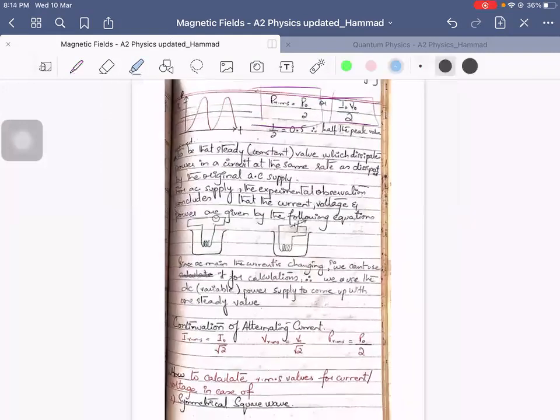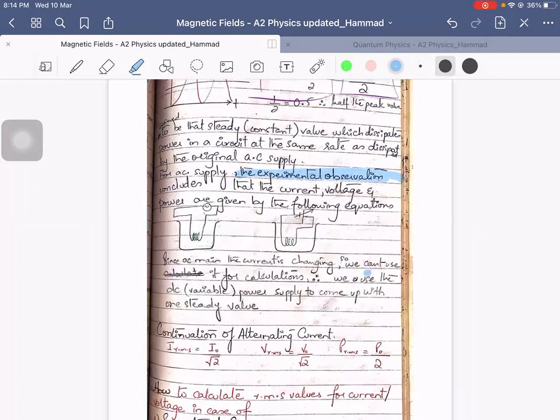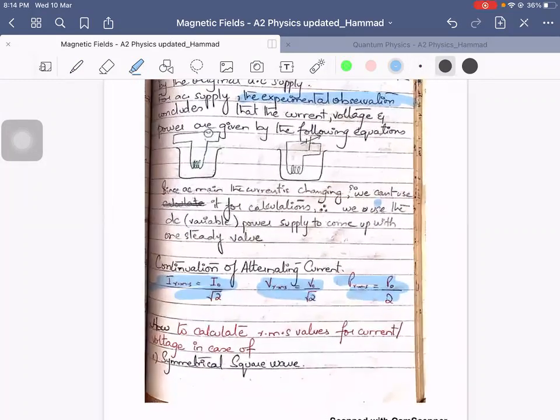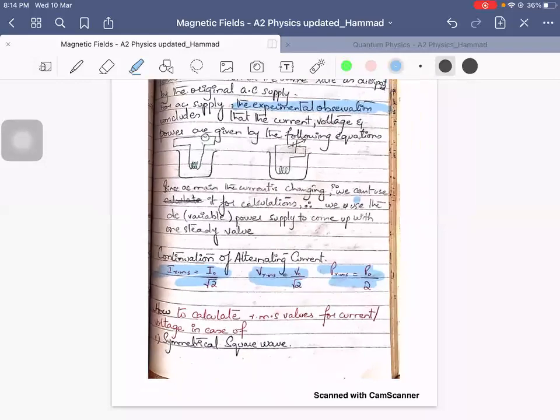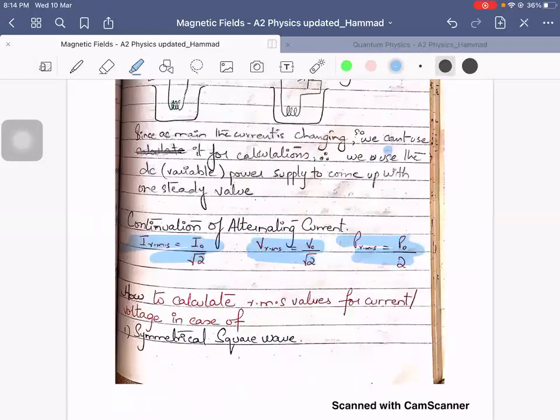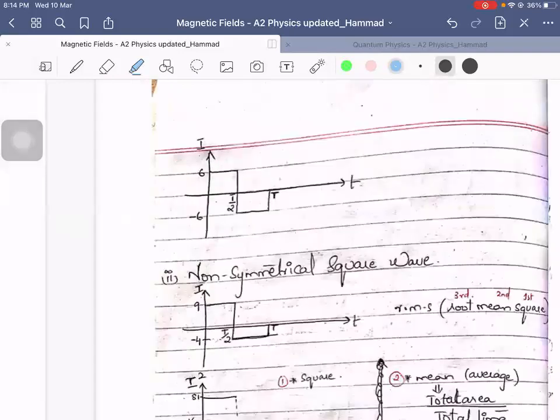For an AC supply, the experimental observation concludes that the current, voltage, and power are given by the following equations, which is this, and this. Since the AC current is changing, we can't use it directly. How do we calculate RMS values for current and voltage in the case of a symmetrical square wave? A symmetrical square wave somewhat looks like this.